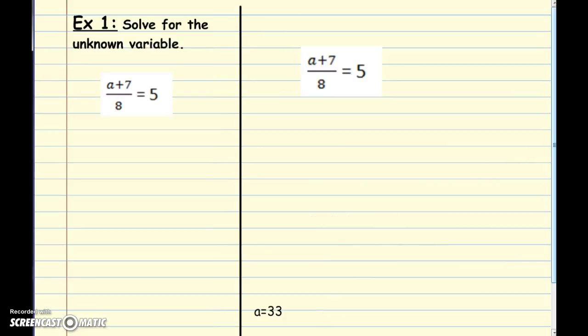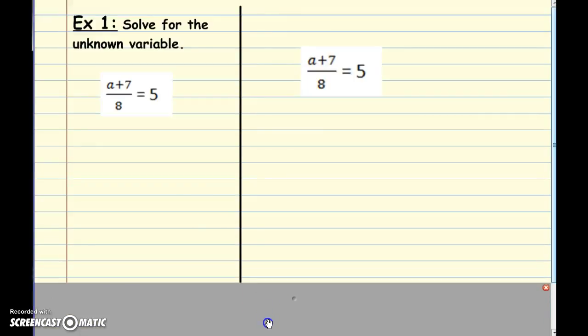Example number 1. Sorry about that. Example number 1. We're going to solve this for an unknown variable. So what makes today's lesson a little bit different than the previous is there's going to be more than one step that we have to do in order to make this work. So we have to ask ourselves, if I knew a value for a, what would I do first? I would add 7 and then divide by 8 to get my answer equal to 5.